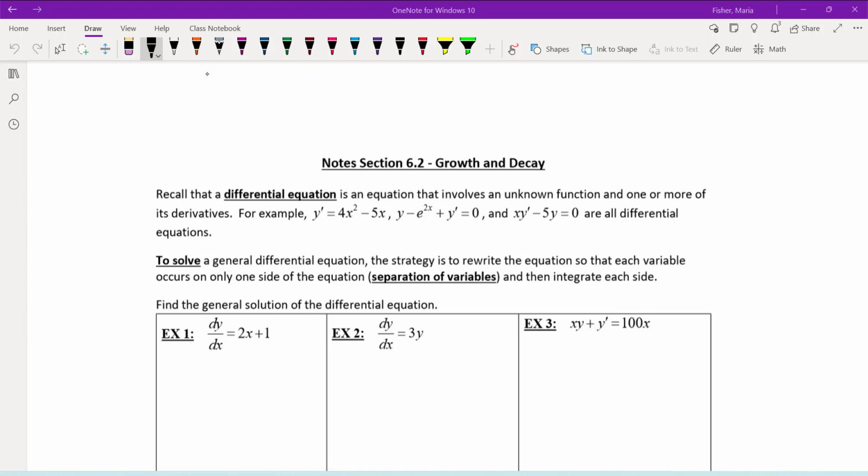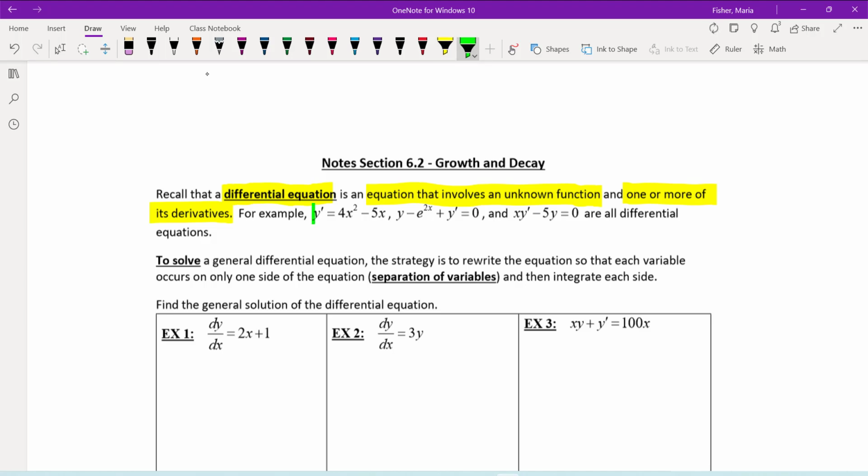Section 6.2 deals with growth and decay. Before we start talking about growth and decay, let's review differential equations. Now, a differential equation is an equation that involves an unknown function and one or more of that function's derivatives.